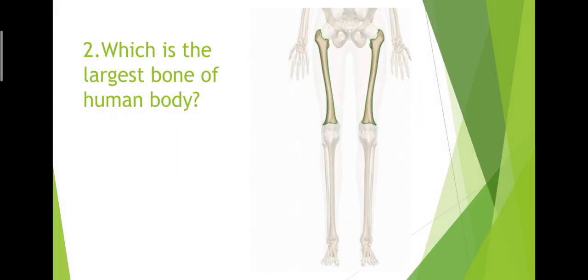So now let's talk about the largest bone of the human body. Children, femur. Femur or the thigh bone is the largest bone in your body. The head of your femur fits into your hip socket and the bottom end connects to your knee. In the picture also you can see this thigh bone. This thigh bone, children, is the longest or the largest bone in the human body, femur.